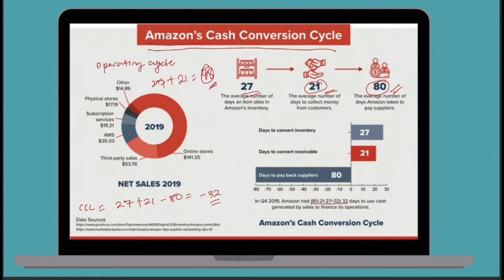It just means that it's possible to have a negative cash conversion cycle. And what does this mean? Meaning they have 32 days to use cash generated by sales to finance its operations. They're literally using their suppliers' cash to finance their operation, their business.